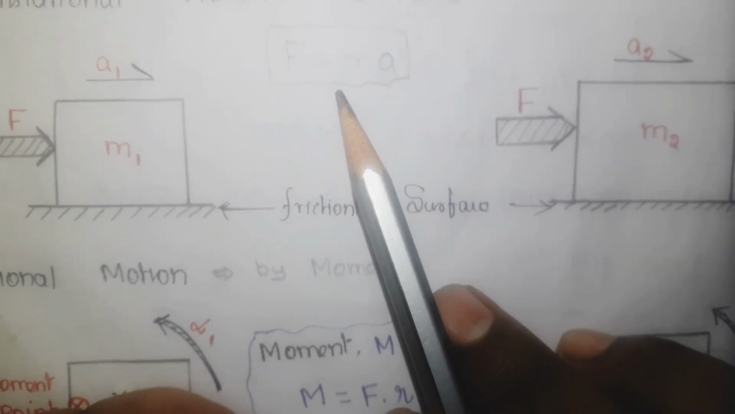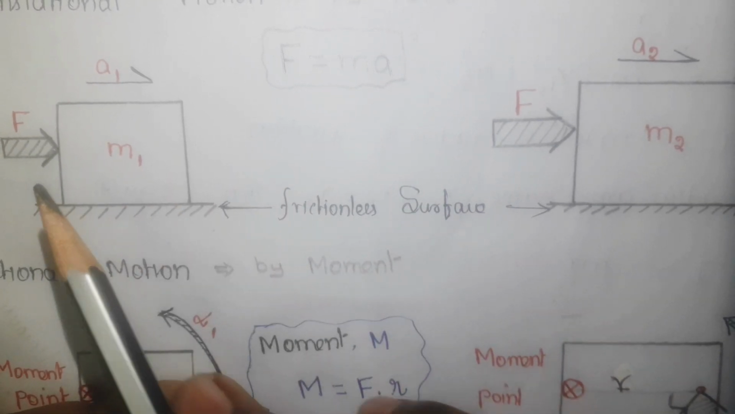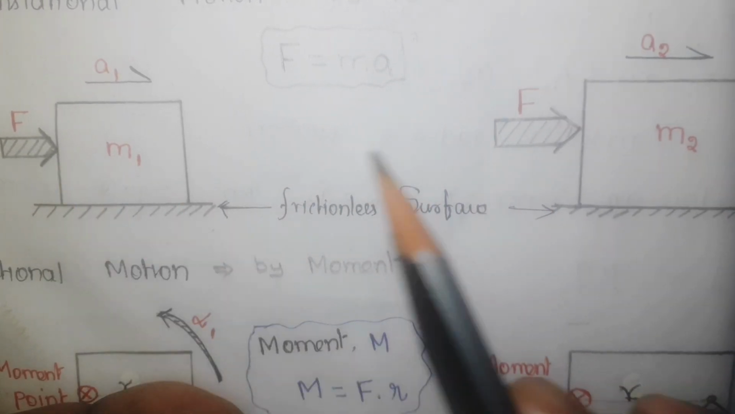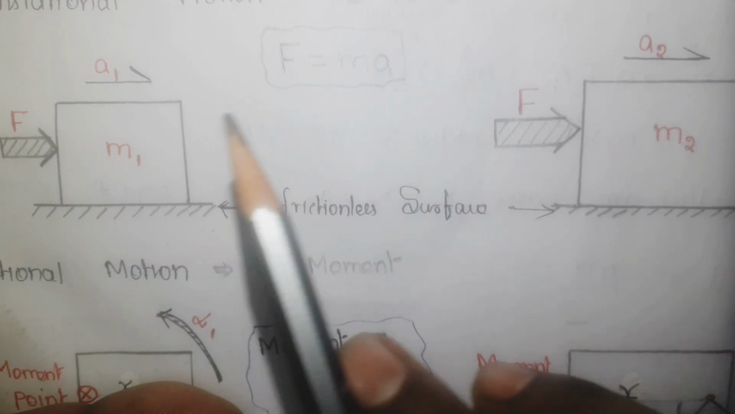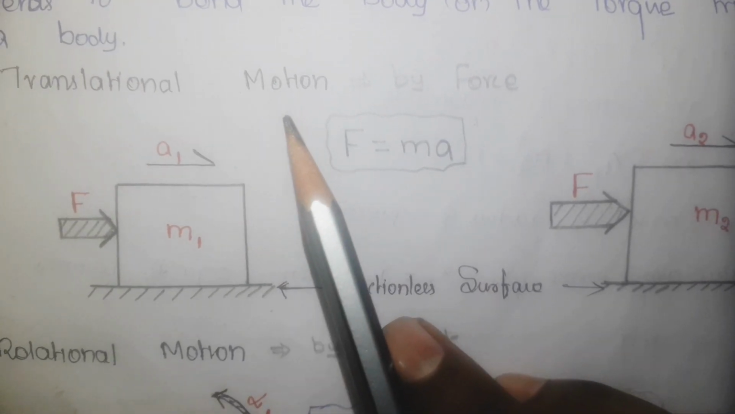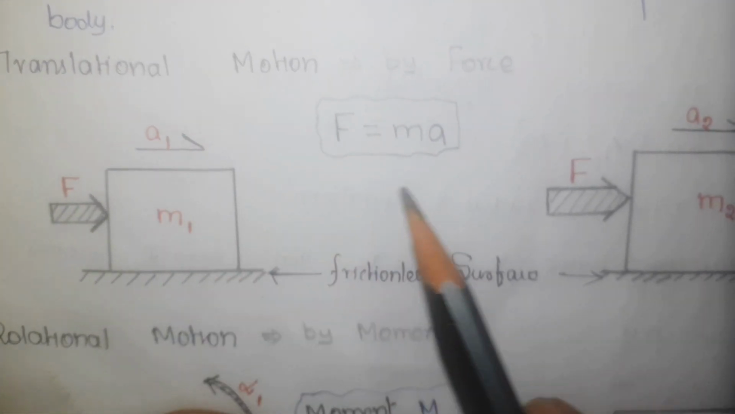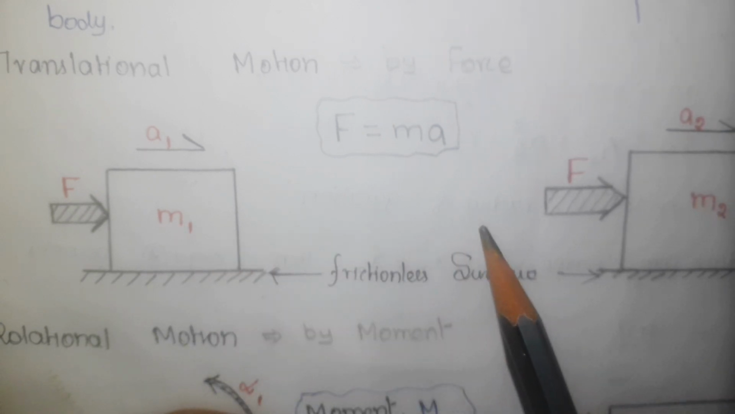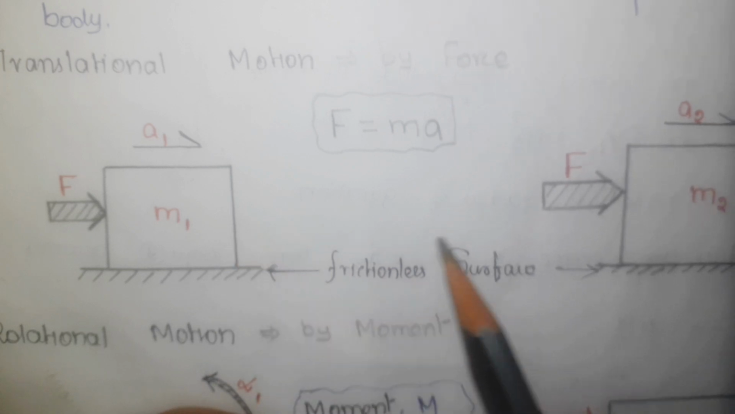Now this is Newton's second law: force equals mass into acceleration. Now I am applying the same force, of the same magnitude. They will move in a linear way. That's what translational motion says. Translation means the object will be translated from this point to this point in a linear way, in a line.